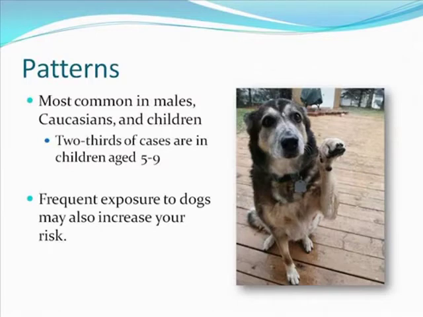Additional patterns that have shown up over the years is that the most common people to be infected are Caucasian males and children. In fact, 2/3 of reported cases of RMSF occur in children ranging from 5 to 9 years old. It's also been shown that people that spend extensive time around dogs are more likely to get the disease at least once, since they carry the most common vector for the disease.